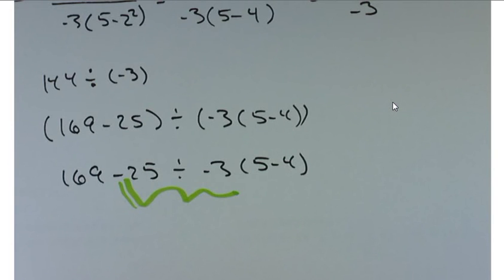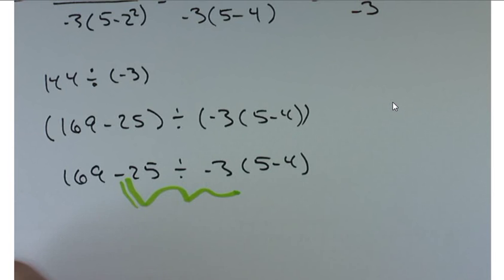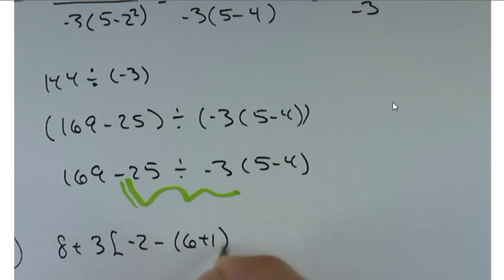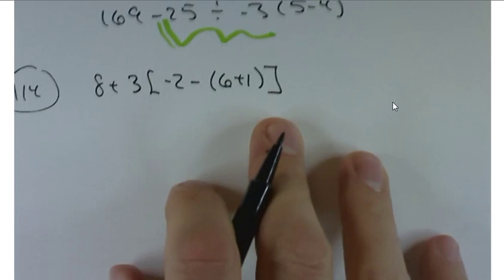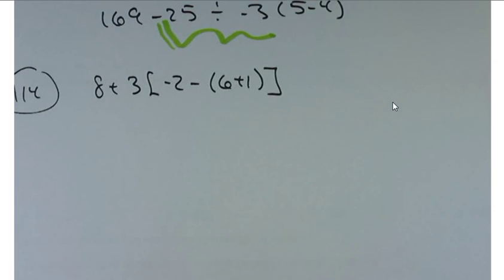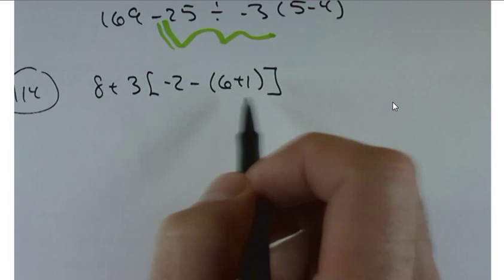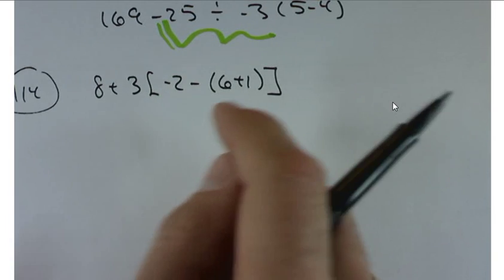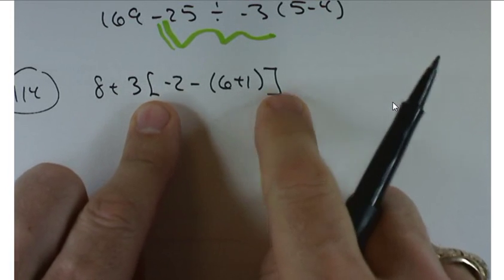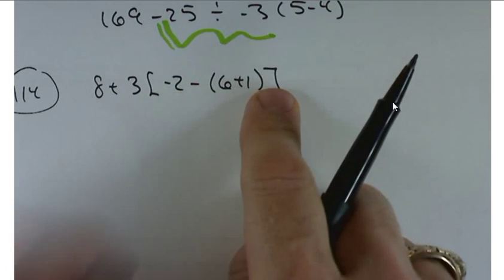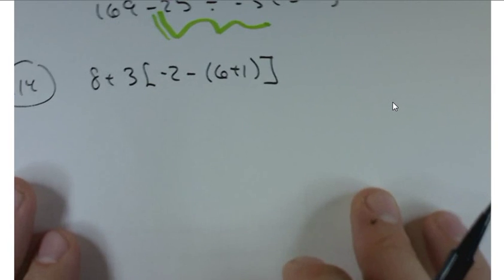Like I said, last one, problem number 114. There's a part A and B. So part A looks like this: 8 plus 3 times negative 2 minus 6 plus 1. Now these square brackets are effectively the same as parentheses. The reason we have those is because it helps us line things up a little better, to know that this one goes with this one. You can do the same thing with rounded parentheses. It's just a little bit harder to see sometimes. So that's your part A.